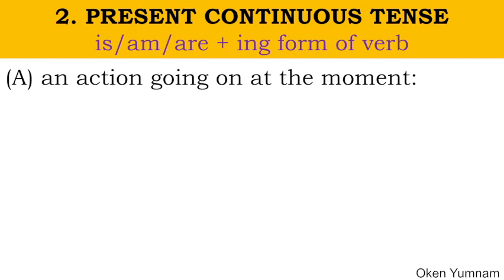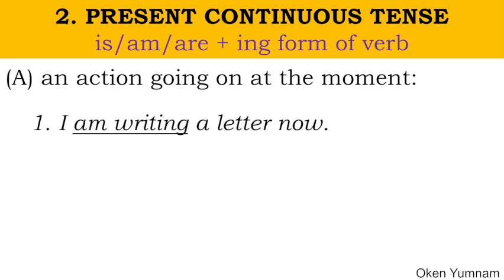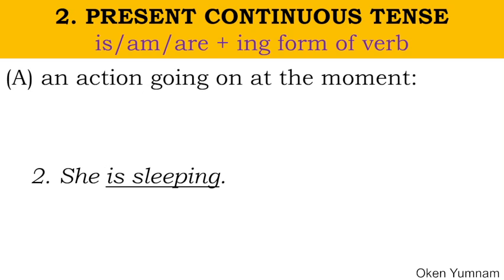Now let's come to present continuous tense. Present continuous tense, we know the form is a be verb in appropriate form, is, am, or are, followed by verb in ing form. So let's see here, the first use is an action going on at the moment, which is still going on. See here, I'm writing a letter now. Yes, right now the writing is going on. So it's present continuous tense. She's sleeping. Yes, she's still sleeping. She hasn't opened her eyes yet.